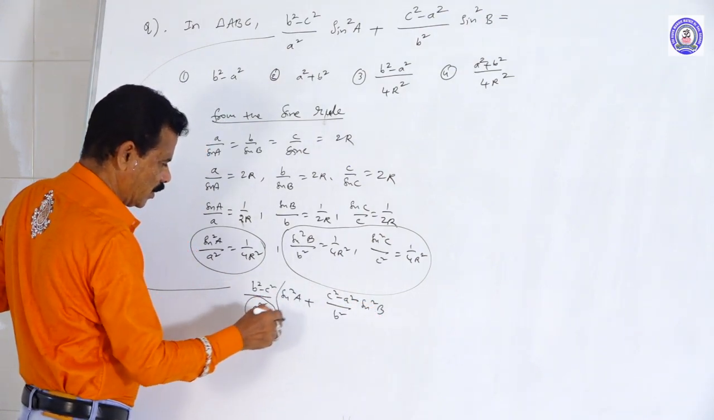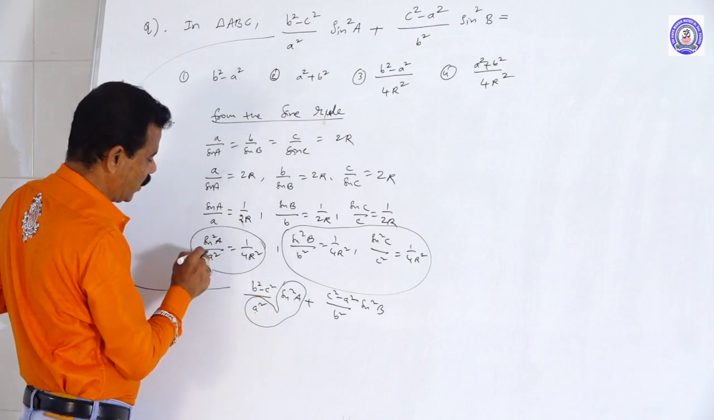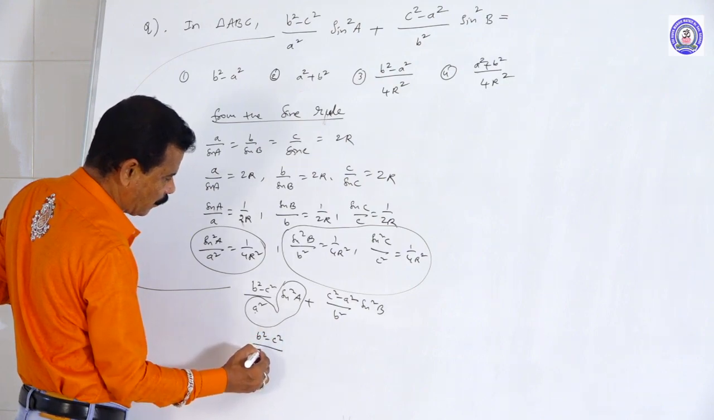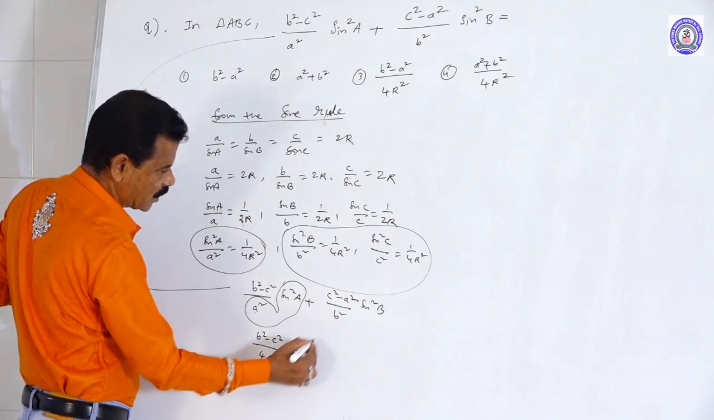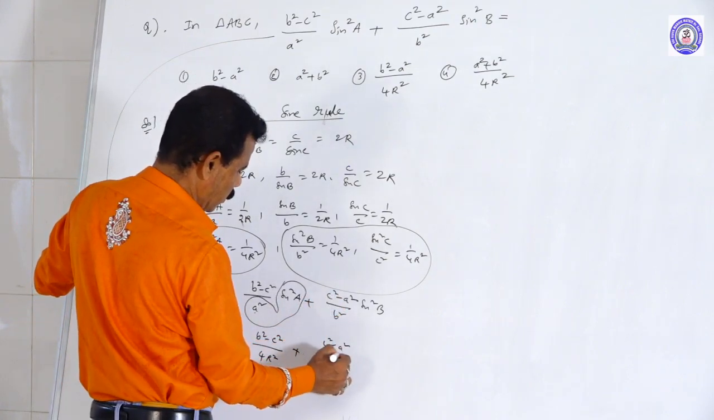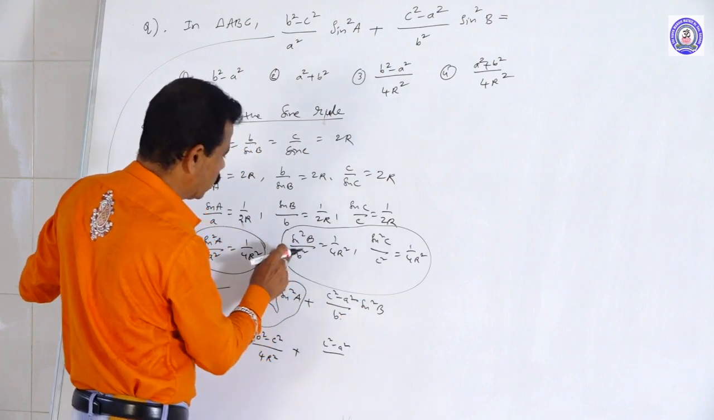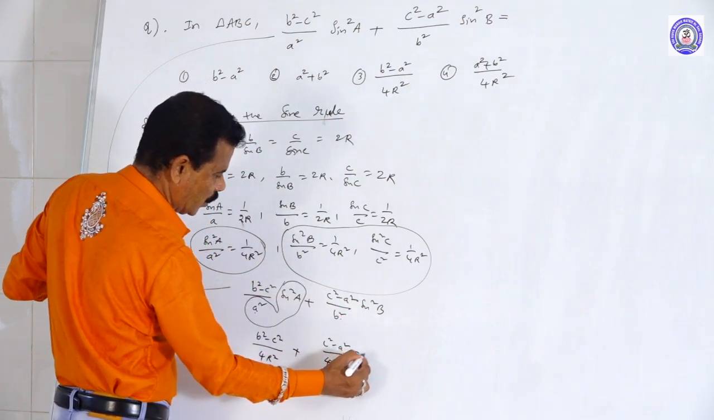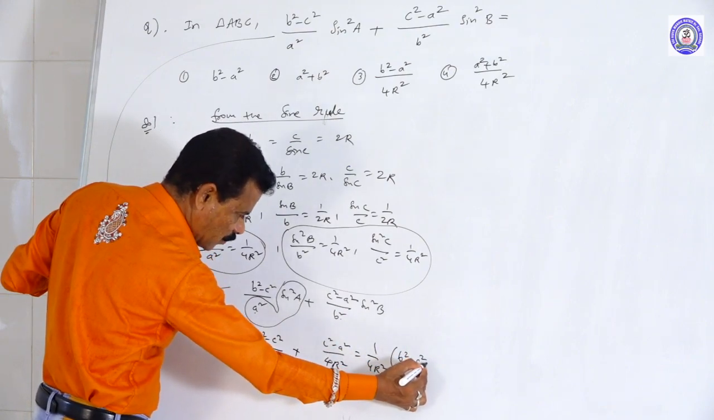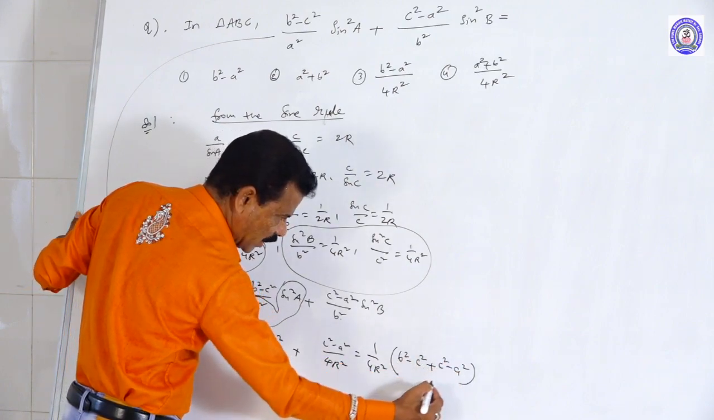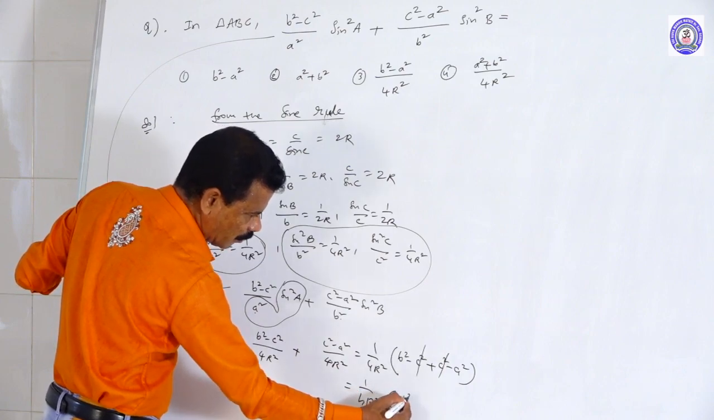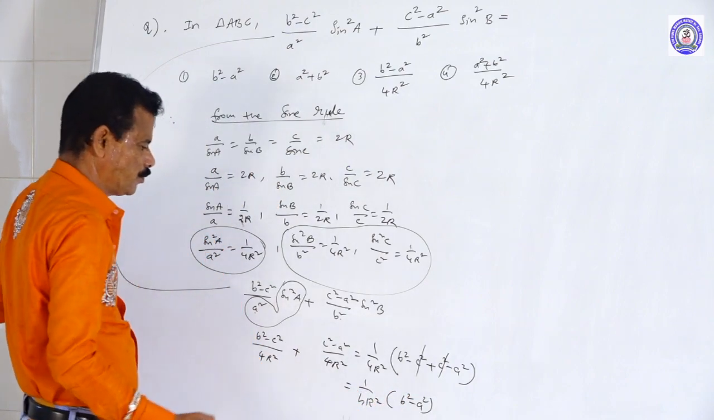So sin²A/a² is equal to 1/4R². So remaining, (b² minus c²)/4R² plus, similarly, (c² minus a²) times sin²B/b², this is the 1/4R². So here 1/4R² is common. After that, b² minus c² plus c² minus a² coming. c² both are cancelled. Remaining 1/4R² times (b² minus a²).